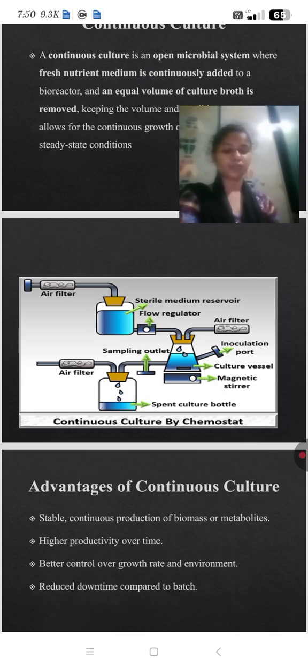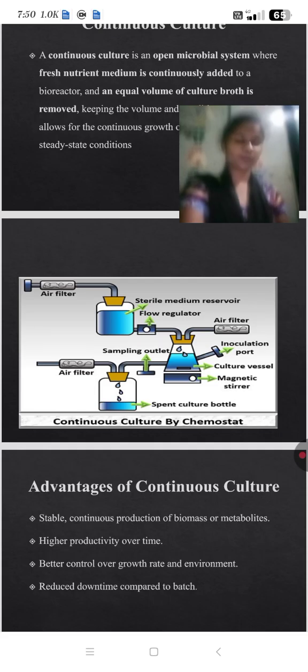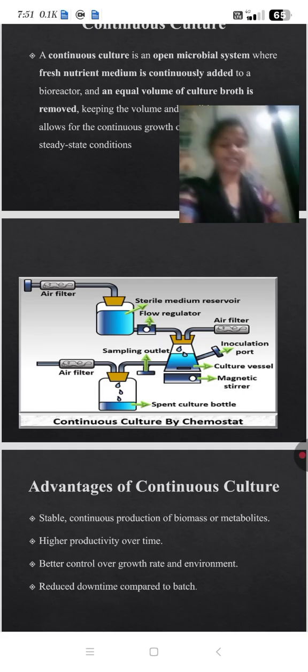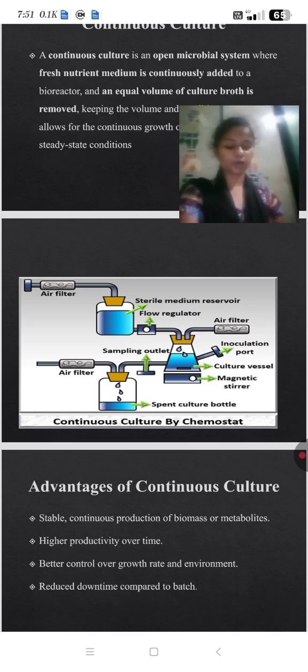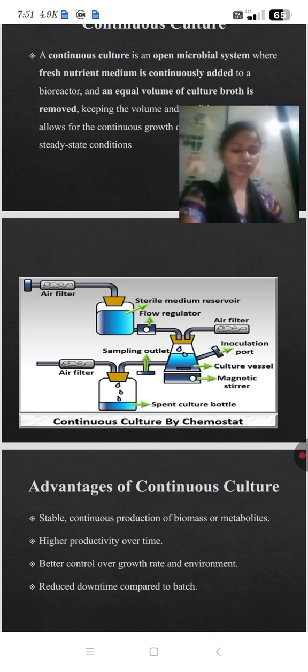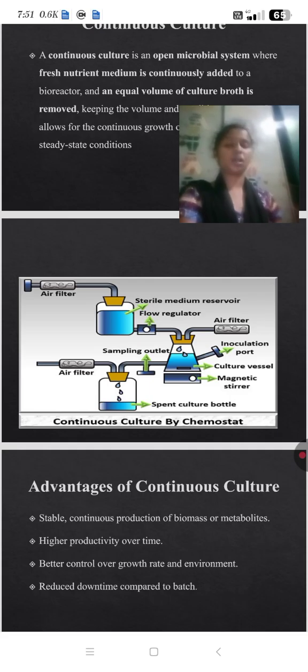Continuous culture. In the input stage, fresh feed is added continuously. In the output stage, culture is removed simultaneously, and the volume stays constant.